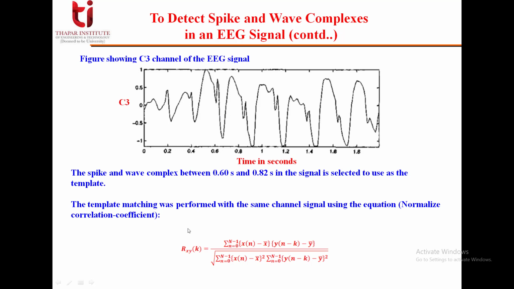Now what we have to do is use the correlation function. In this we will use the normalized correlation coefficient to perform the template matching with the same channel signal. First we will do it with the same channel signal, and you can see this equation. This is the equation for finding the normalized correlation coefficient. Normalized means it will have values between -1 and 1. So it will give the value, and you can see how it comes out.